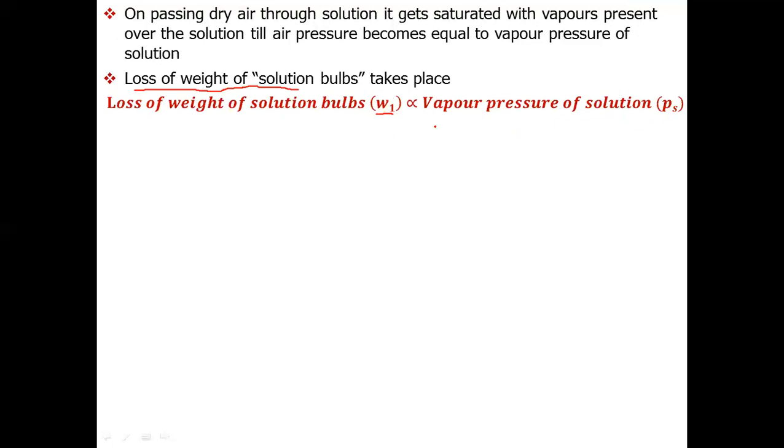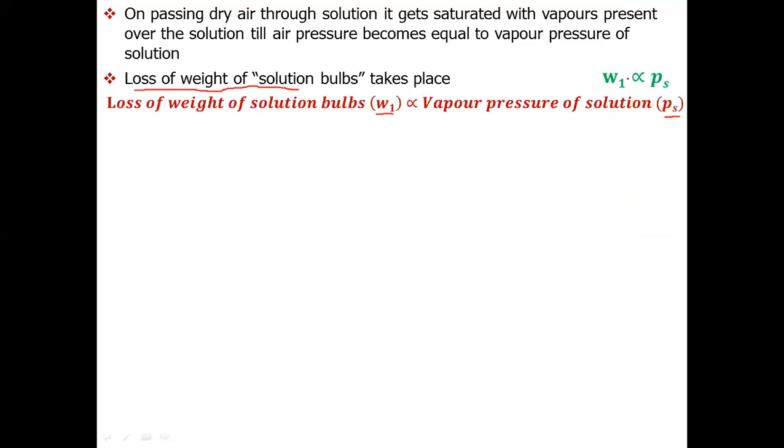Why? Because this absorption of vapors by air depends upon how much vapor there is above the flask. This is a measure of vapor pressure. So the loss of weight which we can measure is proportional to the vapor pressure of the solution.